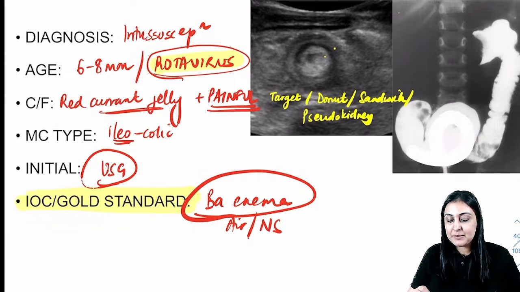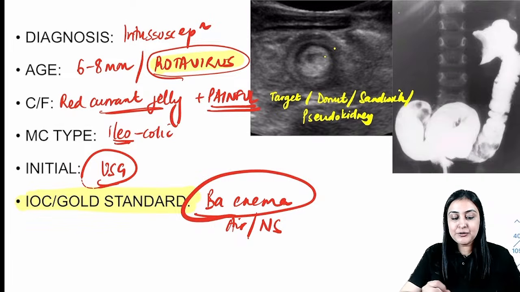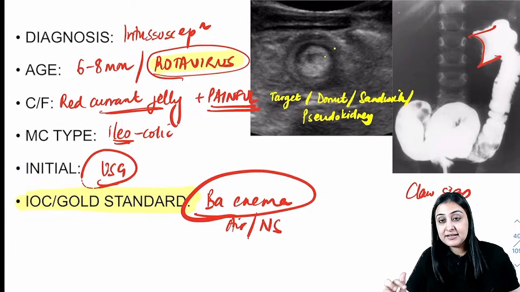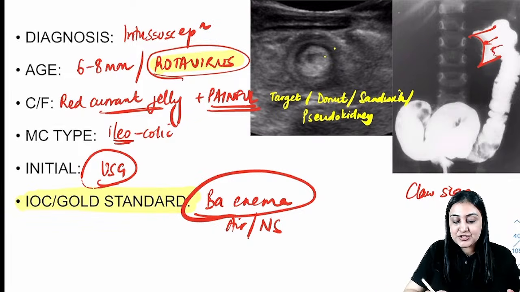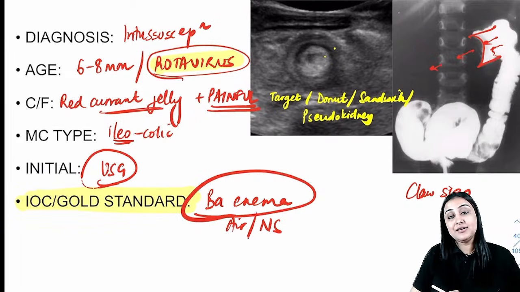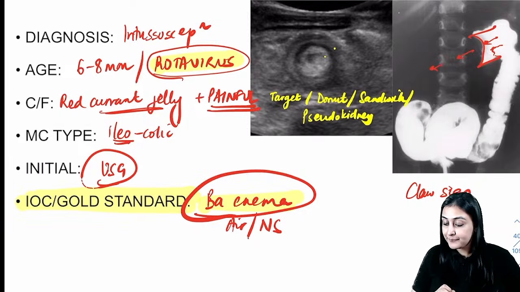You will see that when you put barium in from below, as in a barium enema, there is a claw. Can you see one claw here? This is called the claw sign. Why is it treated? Because this barium, or air, or saline will apply hydrostatic pressure and this will reduce it. So the treatment of choice is going to be barium enema.